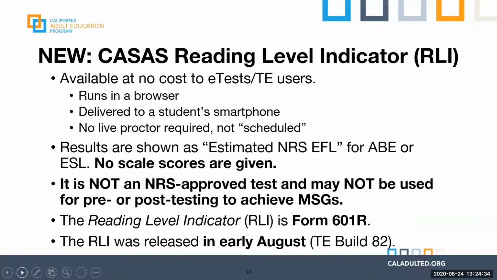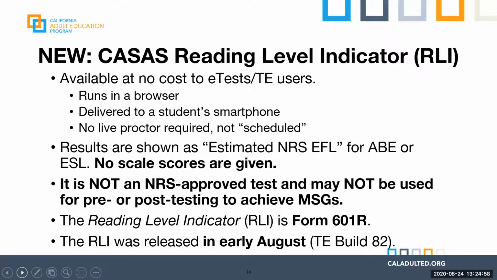Okay, this just came out, I believe, on Wednesday. It's the reading level indicator. We've been talking about it a lot, but haven't necessarily had it available. Now we have it available. I'll tie this back to that same federal memo where it talks about needing pre and post testing for gains, but allowing for informal assessment for placement.